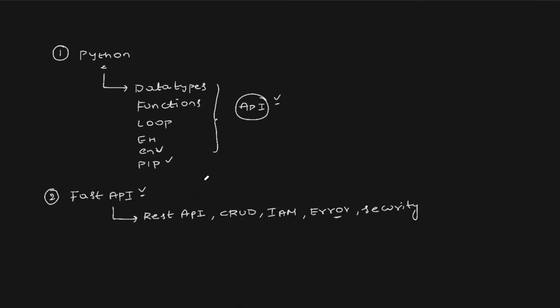Step 1, learn Python so that if you have to help your customers with LangChain, if you have to help your customers with LangGraph, you will have the basics. Then step 2, you have to expose this AI application outside or at least to your users. So you need a framework like FastAPI, learn fundamentals like REST API, CRUD operations, authentication and authorization, error handling, and security.